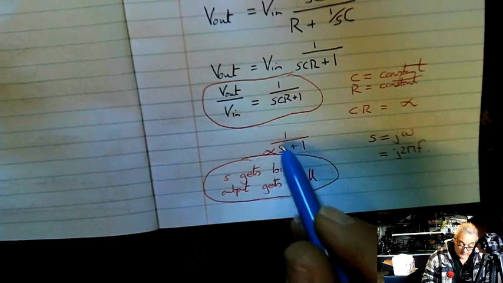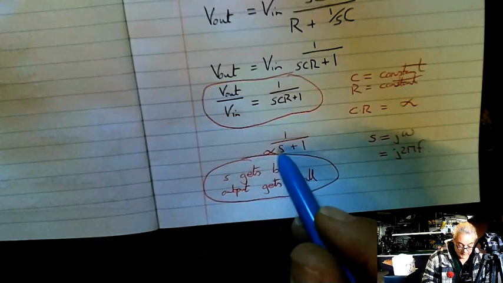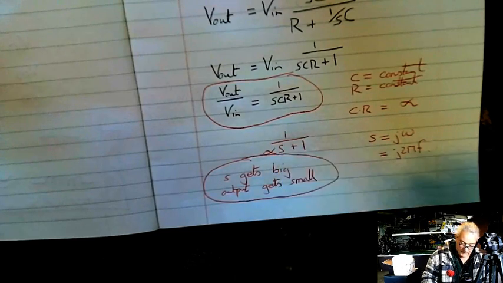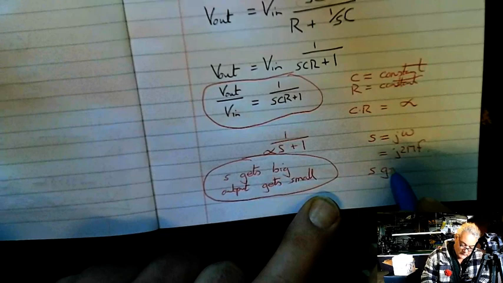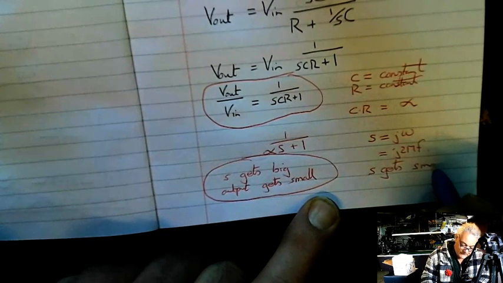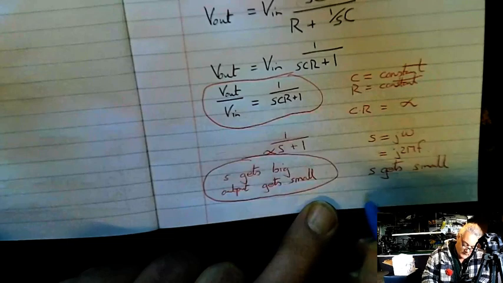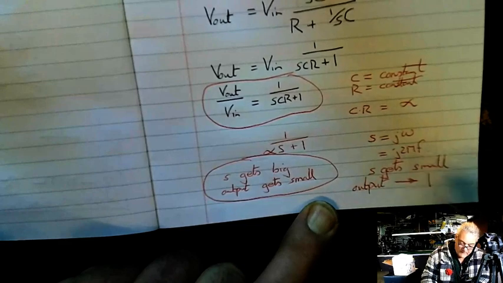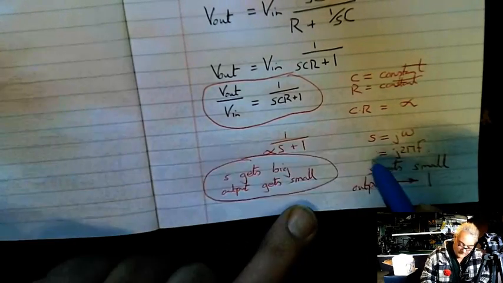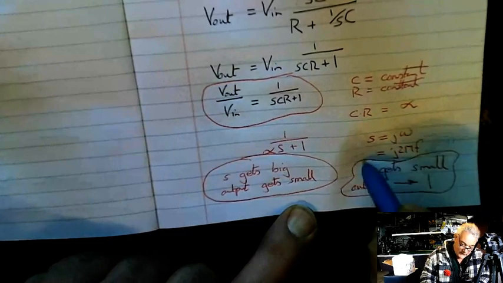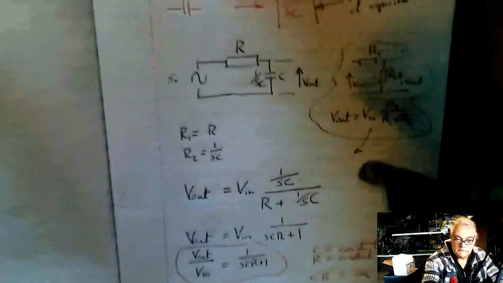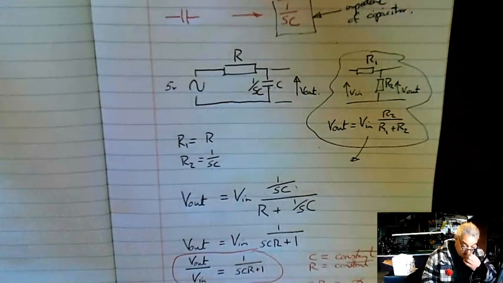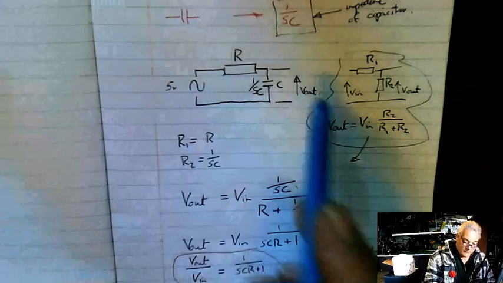As s gets small, well, what's the smallest number we know without going negative? Well, if we say s is equal to 0, then we have 1 upon 1. So as s gets small, the output tends to 1. Interesting. Because what it tells us is that with this circuit, as the frequency gets bigger and bigger, the output gets smaller and smaller.